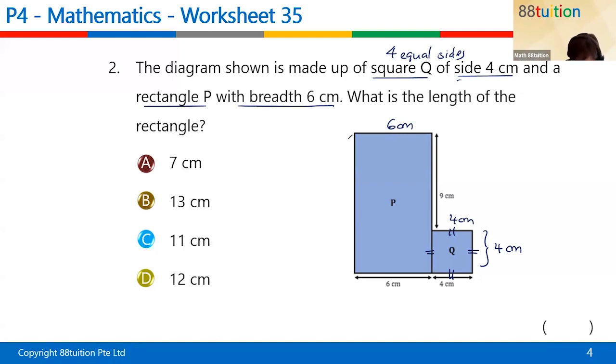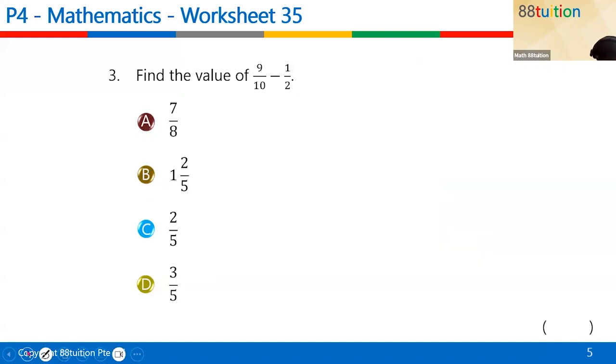Okay. So what I can do is I need this 9 plus 4. This is 13. Very good. Many of them responded as B. Oh, okay. Next question. Number 3.